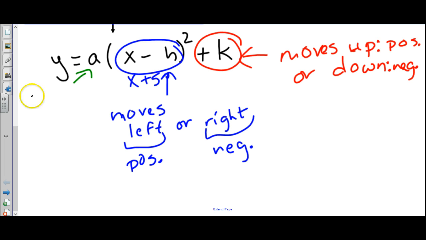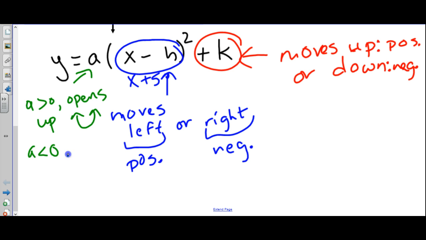It says whether the graph is opening up or opening down. So if a is greater than 0, the graph opens up, meaning it looks kind of like that U shape. If a is negative, if it's less than 0, the graph opens down, which means it would be upside down.